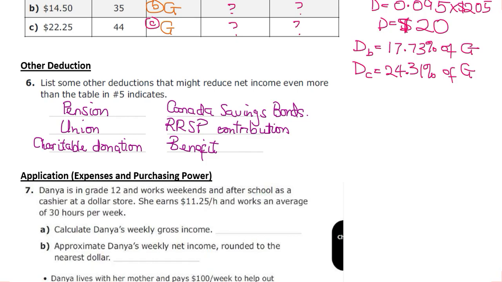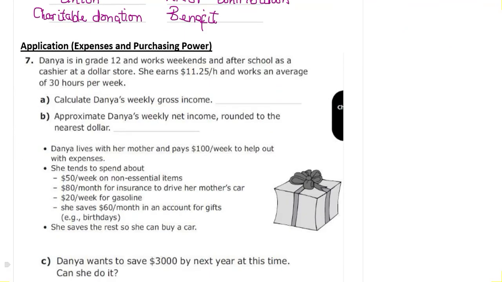And finally, here we're going to look at an application where we check out how expenses and purchasing power influence choices that you make in terms of your net income. In this example, the person is in grade 12, and works weekends and after school as a cashier in a dollar store. She earns this amount per hour and works an average of 30 hours per week. So right away we know what the gross income is.